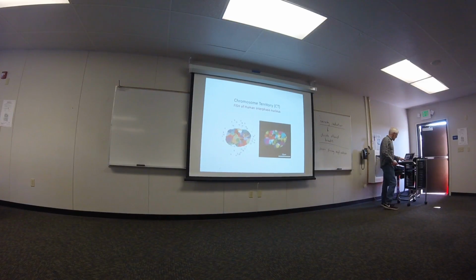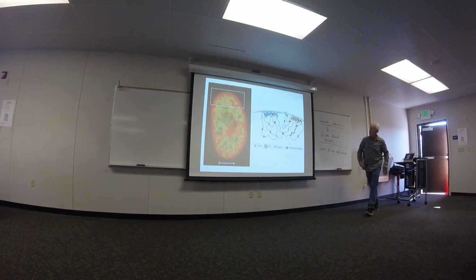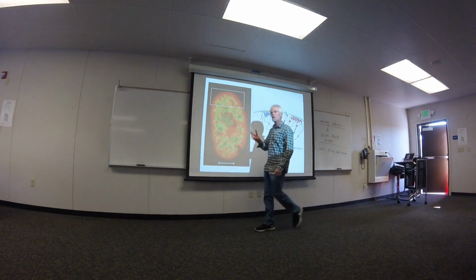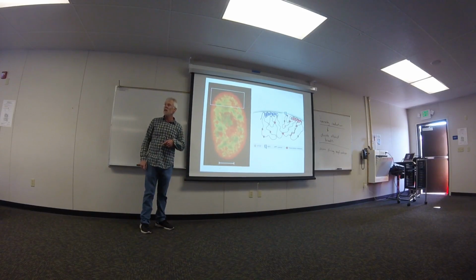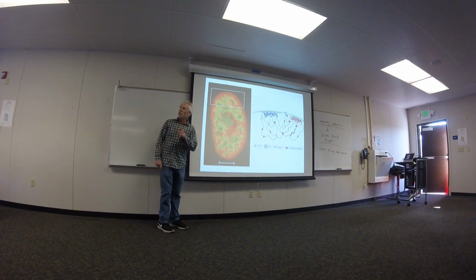And to show you more detail, here's another fluorescent nucleus stained. They use two different types of antibodies. One antibody stains heterochromatin. That's the DNA that's packaged, not used. The antibody used has a red fluorescent tag.